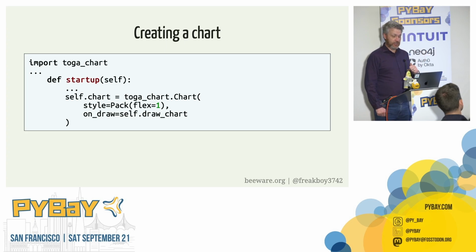We create an instance of the chart widget. We assign it to the app so we can reference it later. The chart needs to be flexible because we want it to expand to the available space. And we set an on_draw handler. Whenever the chart needs to draw itself, it'll invoke a method on the app called draw_chart. We'll define that method in a bit.